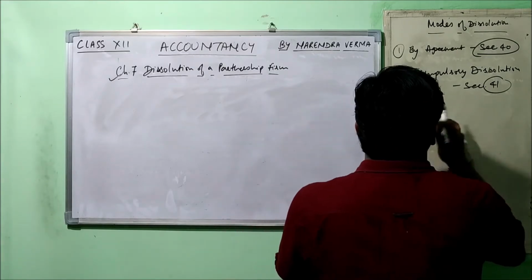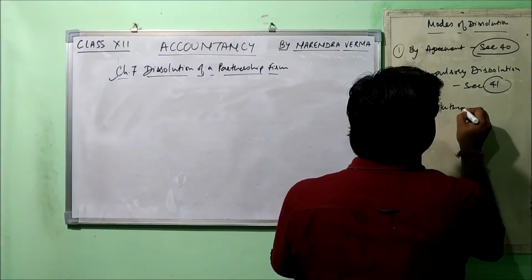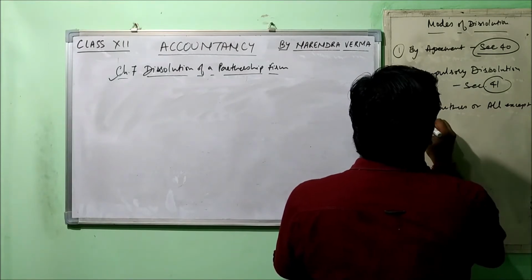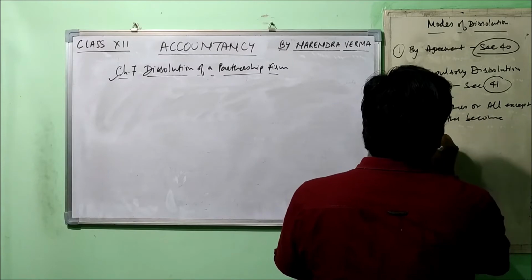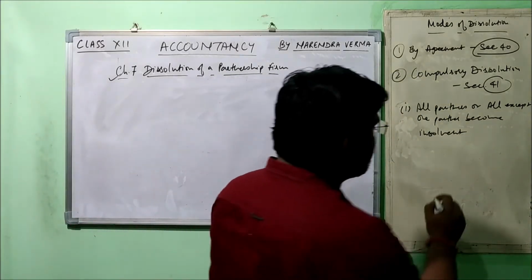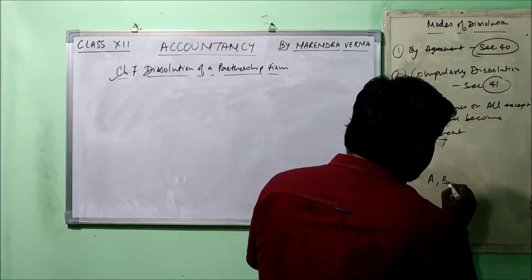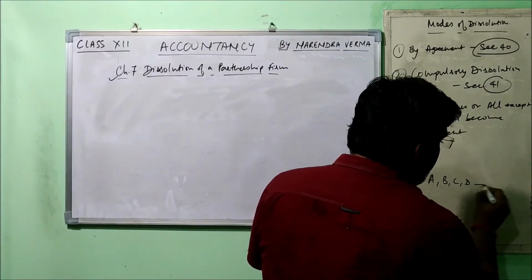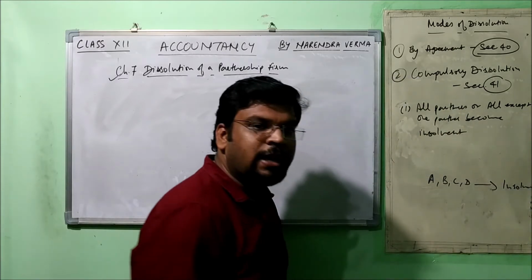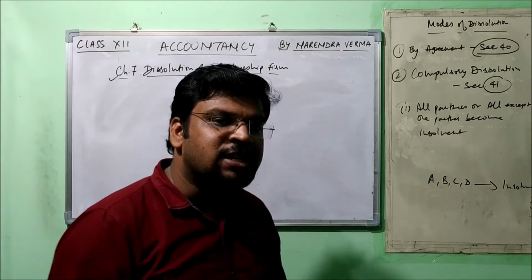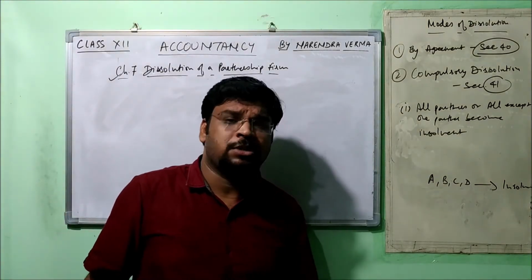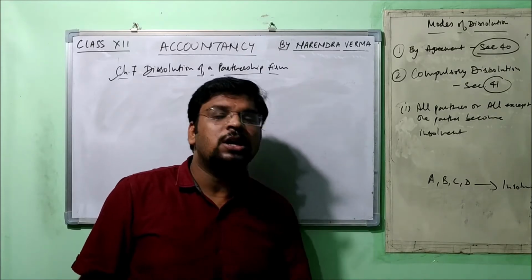The very first is: all partners or all except one partner become insolvent, right? First condition is what? Say for example, there are 4 partners A, B, C, D, and all 4 of them have become insolvent. Then automatically, compulsorily, the firm will also be dissolved because there will be no one left to make the payment or to run the organization.